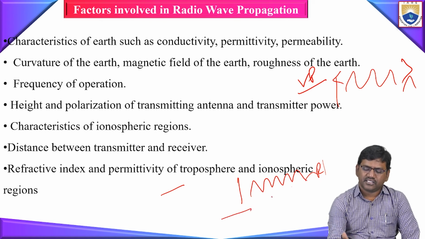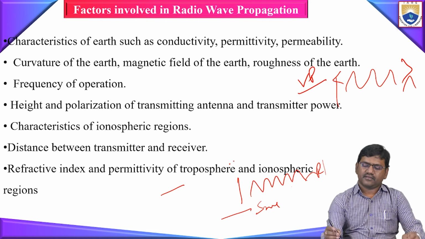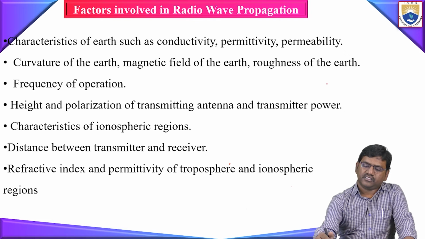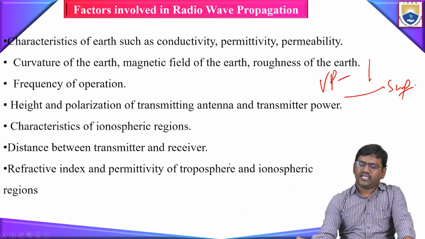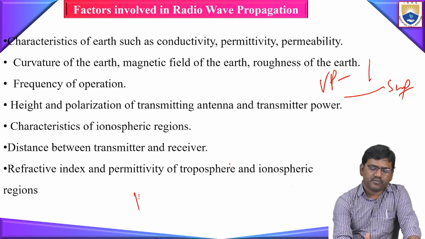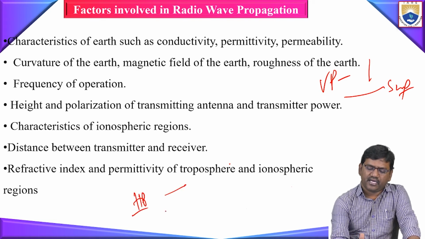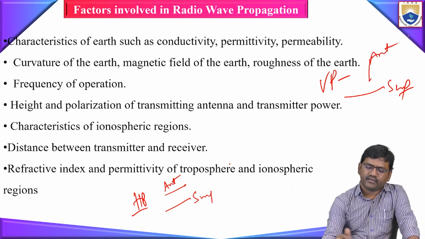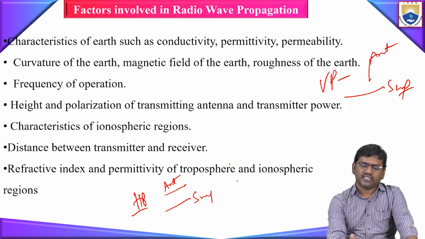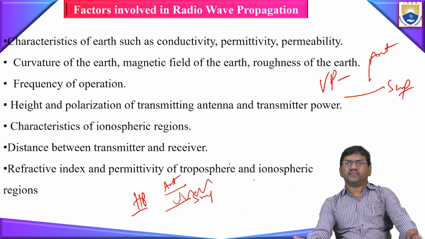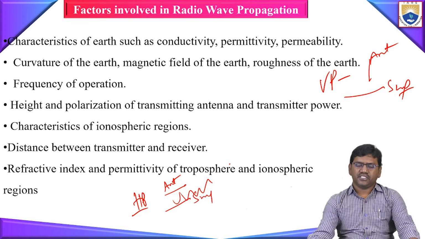This is the surface of the earth. Let us say vertical polarization. In vertical polarization, the antenna is placed perpendicular to the surface of the earth, so no waves will touch the surface of the ground. But in horizontal polarization, when the antenna is placed parallel to the surface of the earth, this is the antenna here, all the waves will fall on the surface of the ground. Some amount of energy will be absorbed by the ground, and the remaining energy is going to reach the receiver.